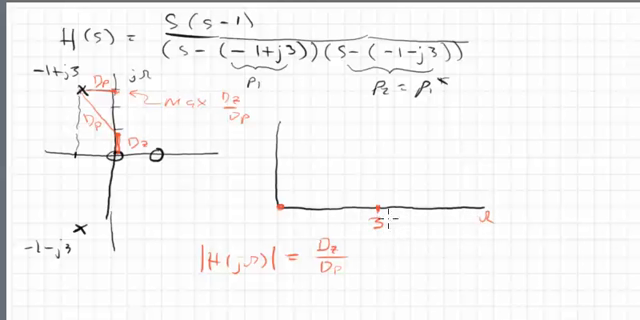Omega equals 3. So this thing is going to build up to some value, and then it's going to start dropping off. Eventually, as we go to higher and higher omega values, the distance to the nearest zero and the distance to the nearest pole, we're going to be way up here off the top of the page. Those distances may be 100 miles and 100.1 miles. So the ratio is going to be very close to 1 as we get to higher and higher frequency values.